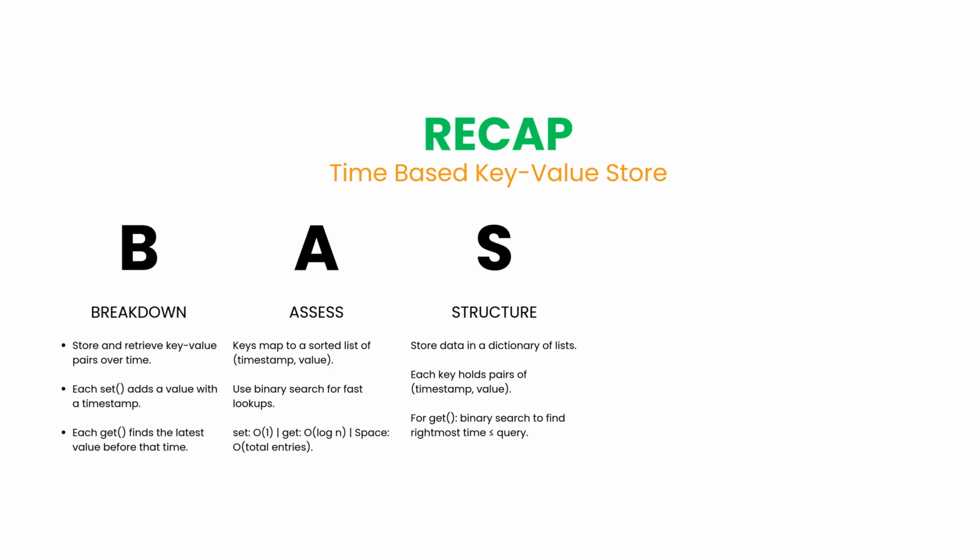Structure recap. We stored all data in a dictionary that maps each key to a list of pairs, each pair containing a timestamp and its corresponding value. When setting a value, we just append it to that list. When getting, we perform a binary search to locate the rightmost timestamp less than or equal to the query time and return its value.